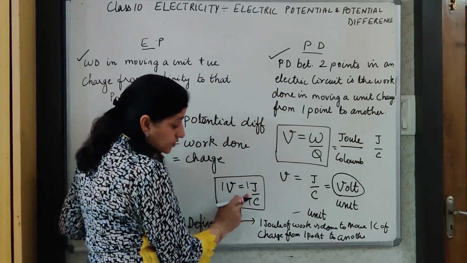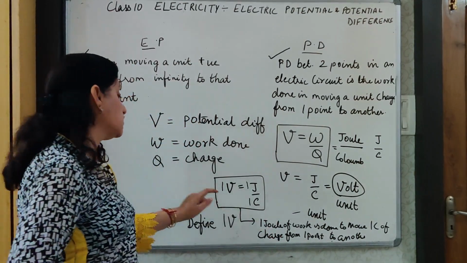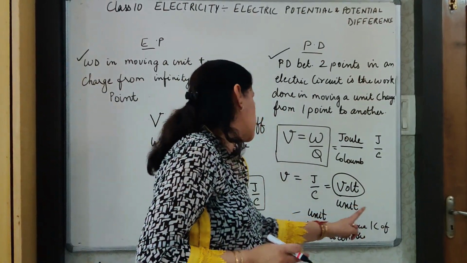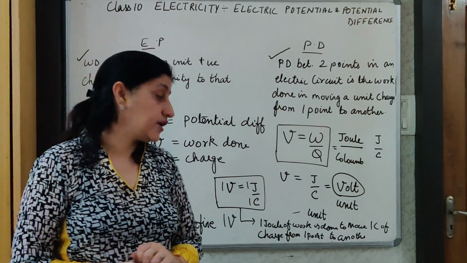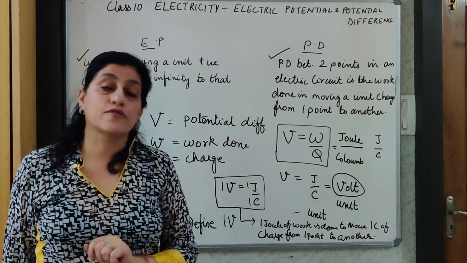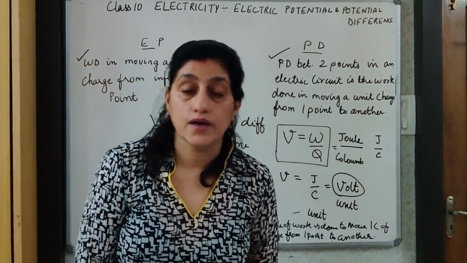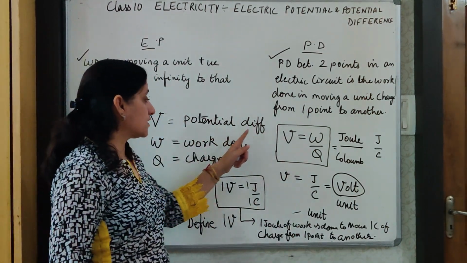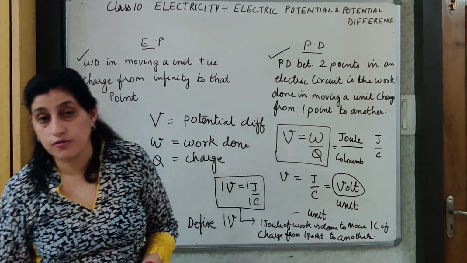So you should remember this also: 1 joule of work is done to move 1 coulomb of charge from one point to another. Then we will be solving some simple numericals based on this formula.